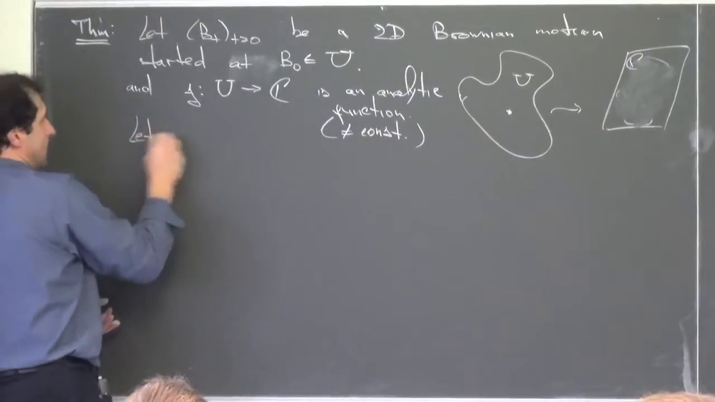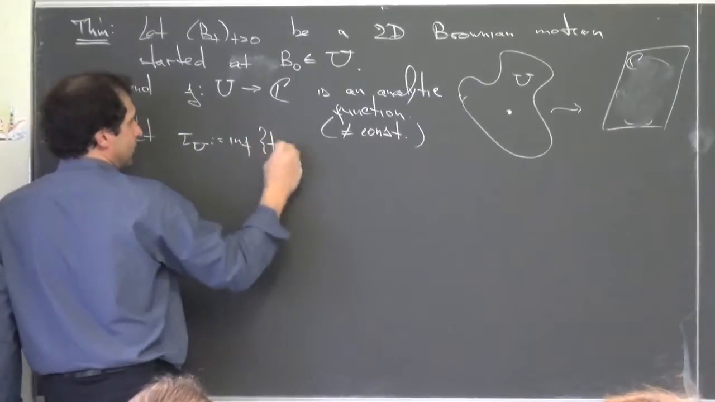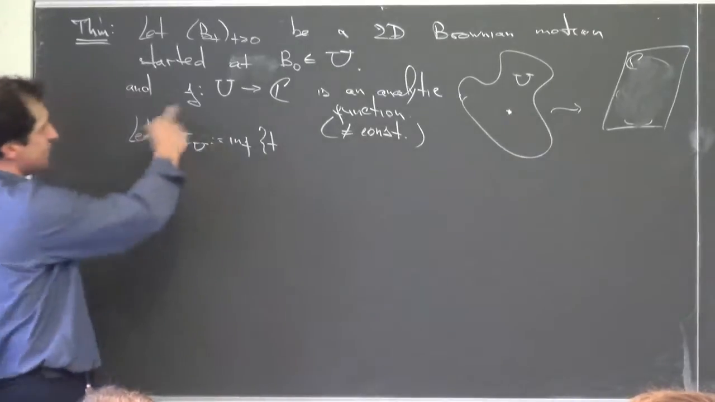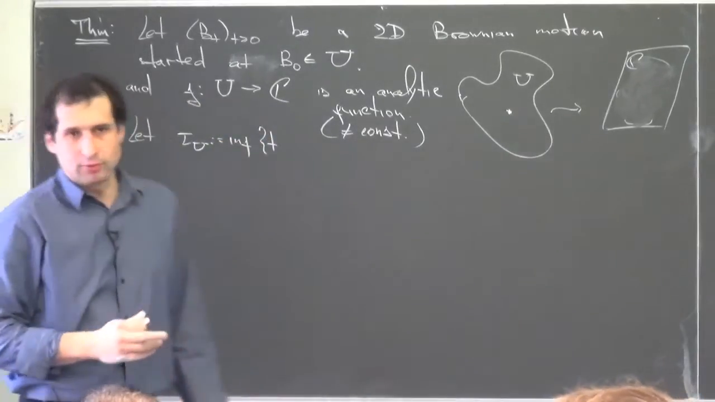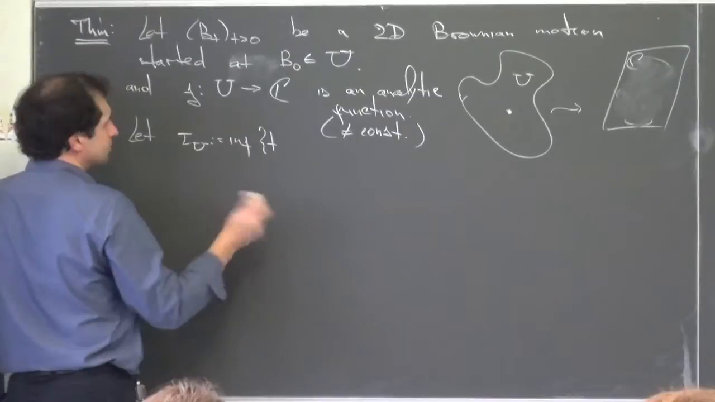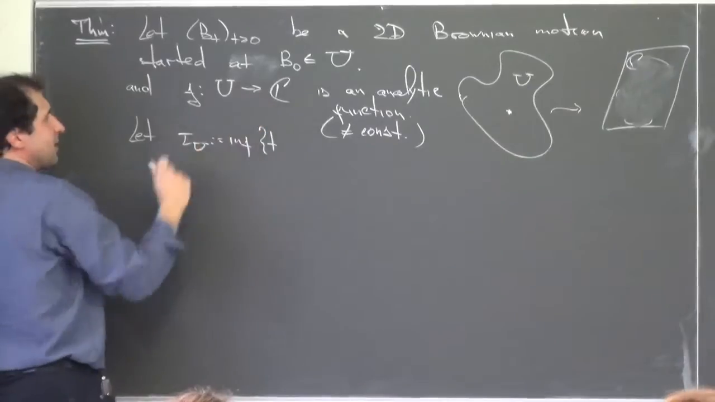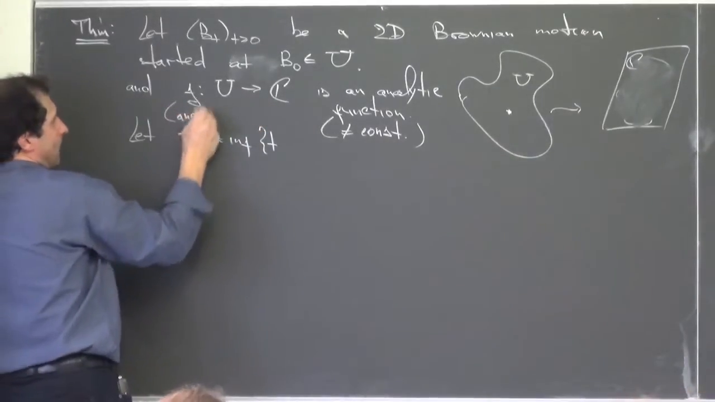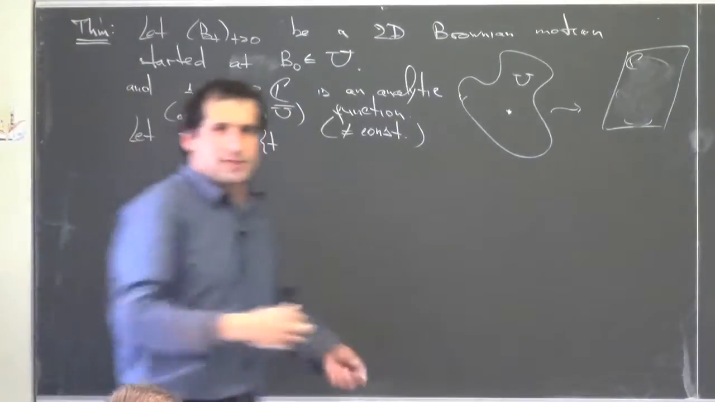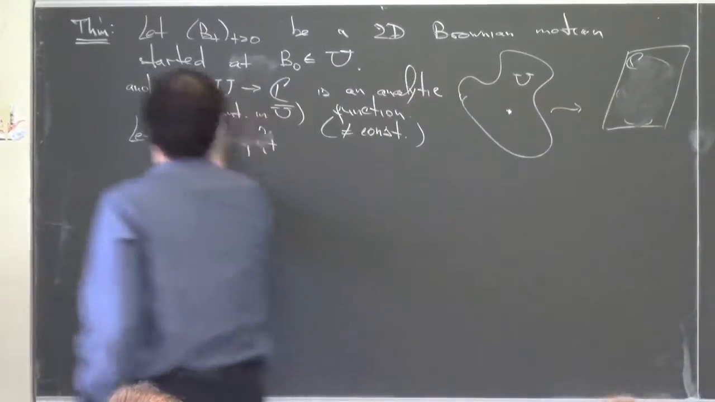Let tau U be the exit time from U. And maybe let us assume that it is analytic and continuous up to the boundary. Or maybe we even don't need it. Okay, for simplicity, let it be continuous up to the boundary. You can always slightly shrink your domain if needed. I mean, this is not a big price. And this is an exit time.